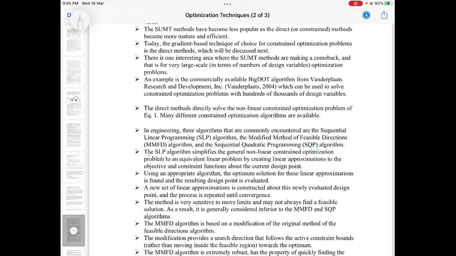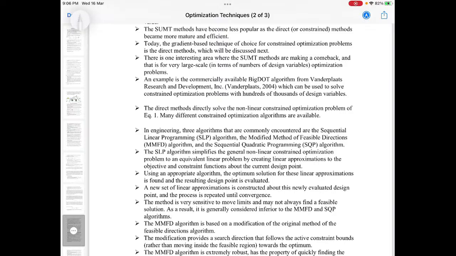The SLP algorithm simplifies the general nonlinear constrained optimization problem to an equivalent linear problem by creating a linear approximation to the objective and the constraint functions about the current design point. As you see in the original equation number 1, the aim is to simplify the solution for the objective function and the constraint function using the current design point.